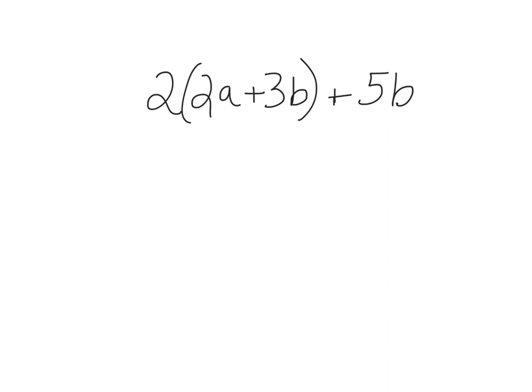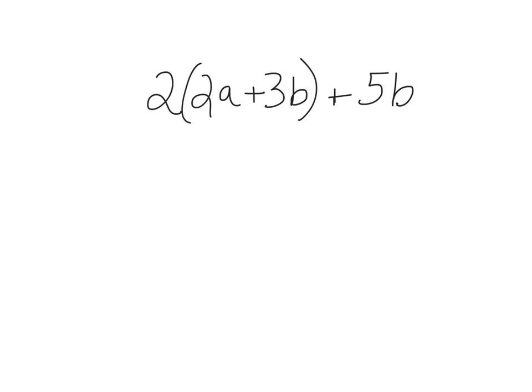All right, so first we notice that we have parentheses right here. I have a number that's multiplying by everything in the parentheses. So this is really two groups of 2a plus 3b. So two groups of that. So let's look at that.